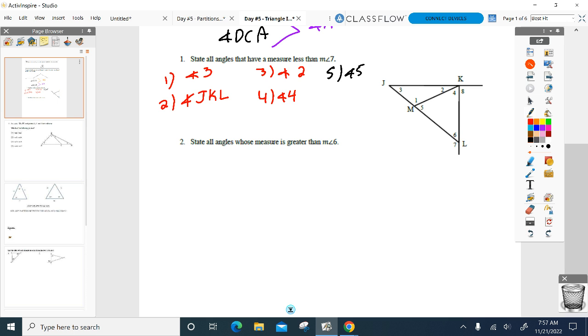Angle 6 is an angle. Pick a triangle that angle 6 is an angle in. And then say, is angle 6 a remote interior to any exterior angle? So go ahead. Find me a couple angles that are bigger than 6.